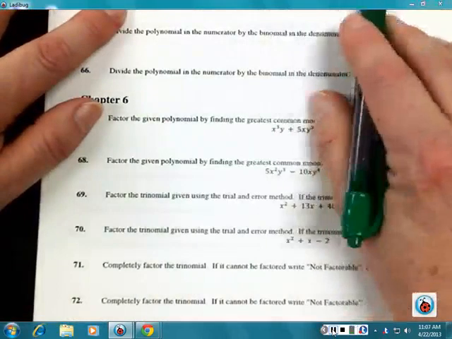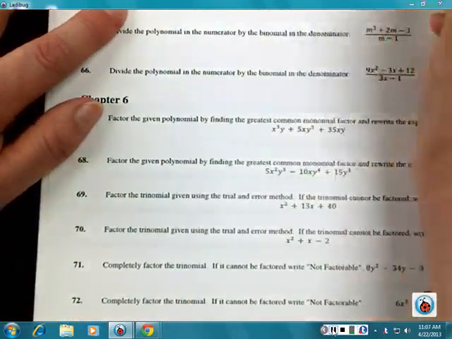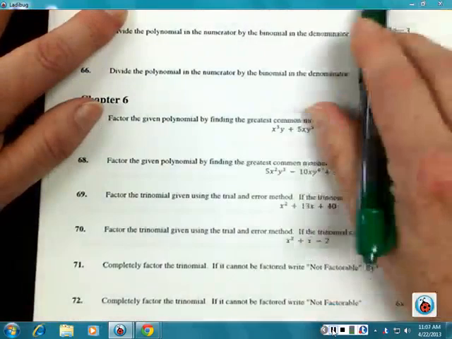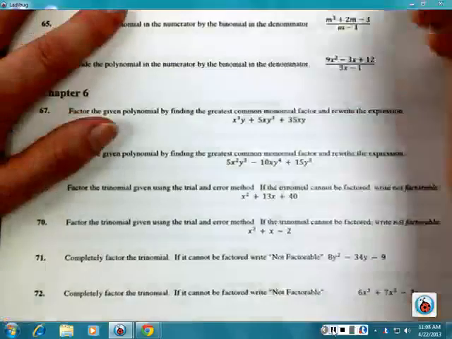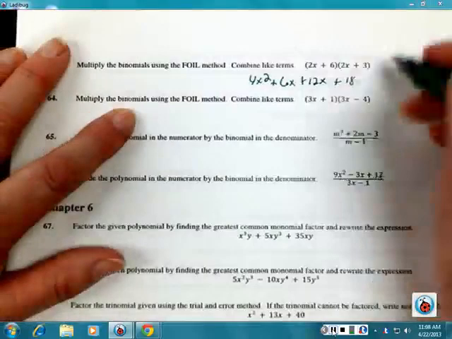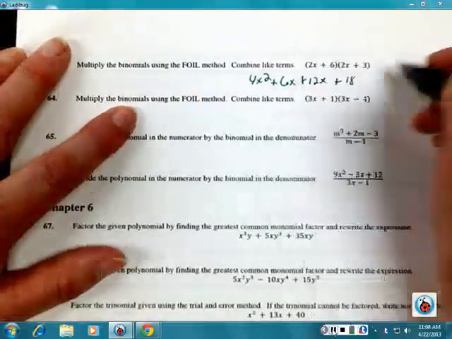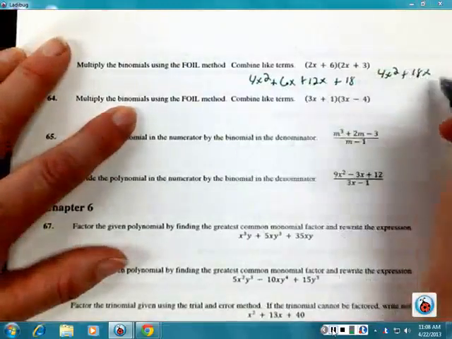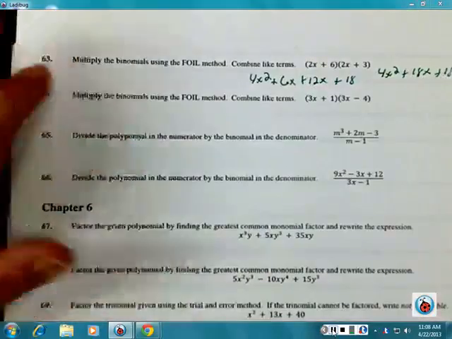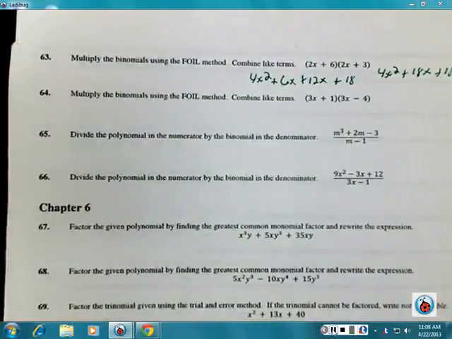6 times 2 is 12x. Yes, 12x. 6 times 3 is 18. So my true answer with this one: you have to combine like terms now. So I have 4x squared plus 18x plus 18.